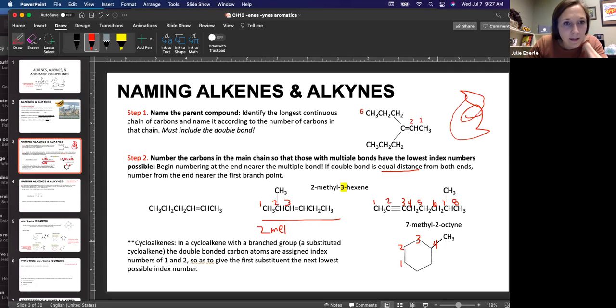Don't get stuck in your head that you always number the carbons in a clockwise direction. That's not true. It depends. Where your substituents are should tell you which way you need to number it, clockwise or counterclockwise. Does that make sense?